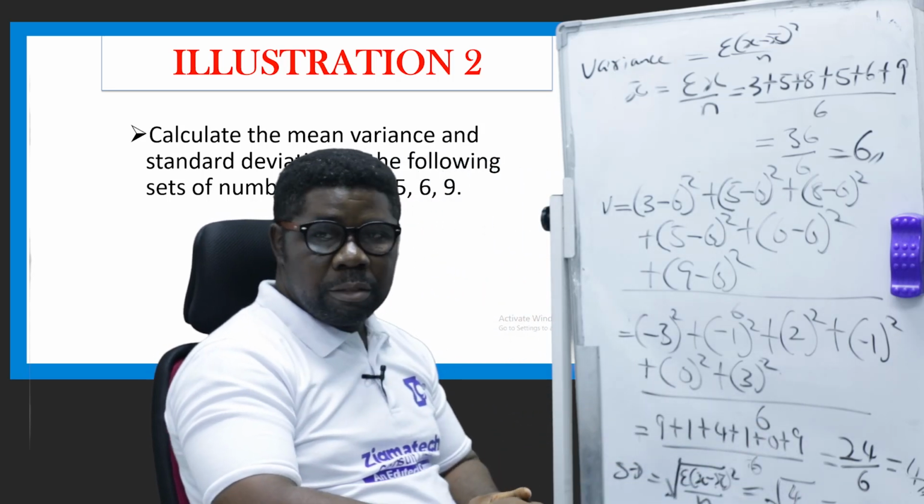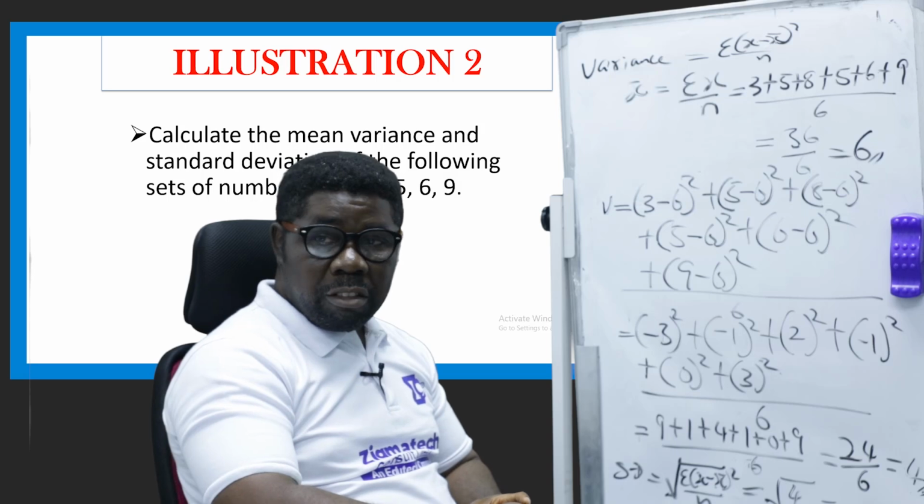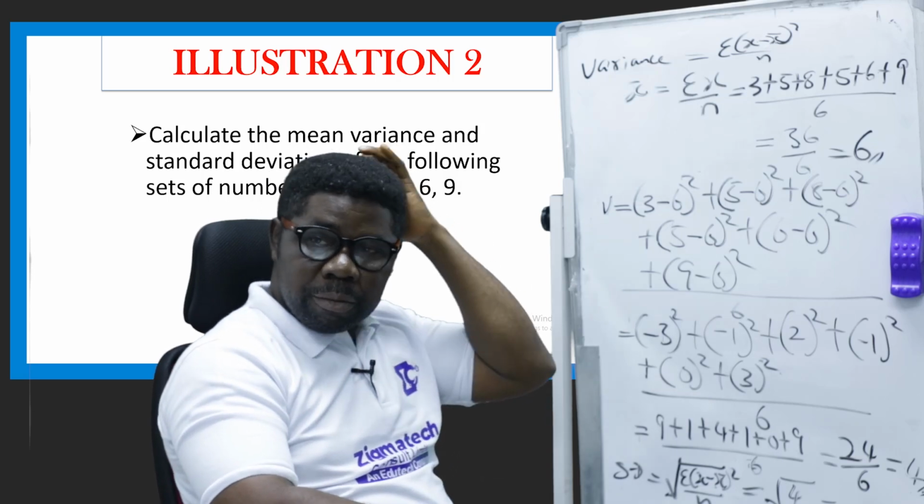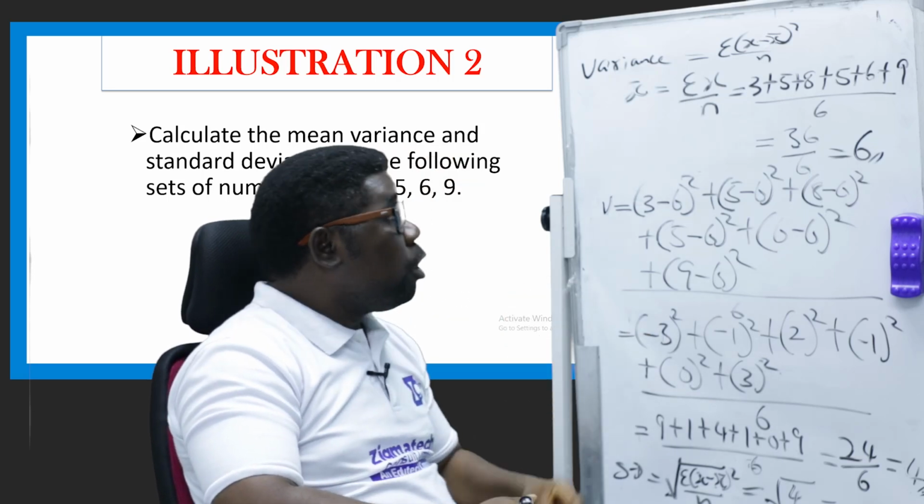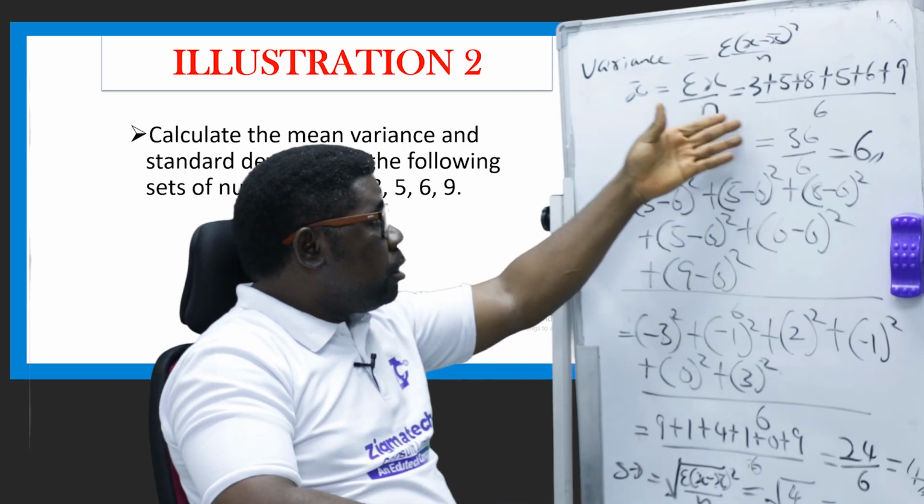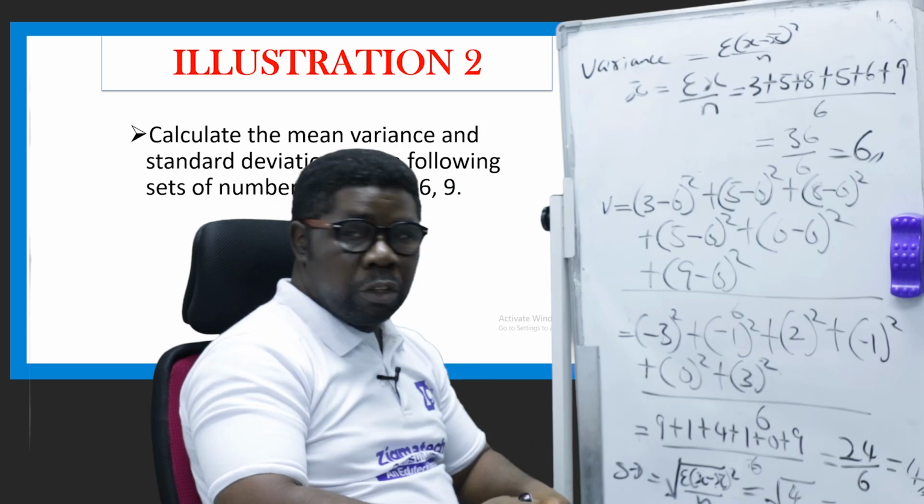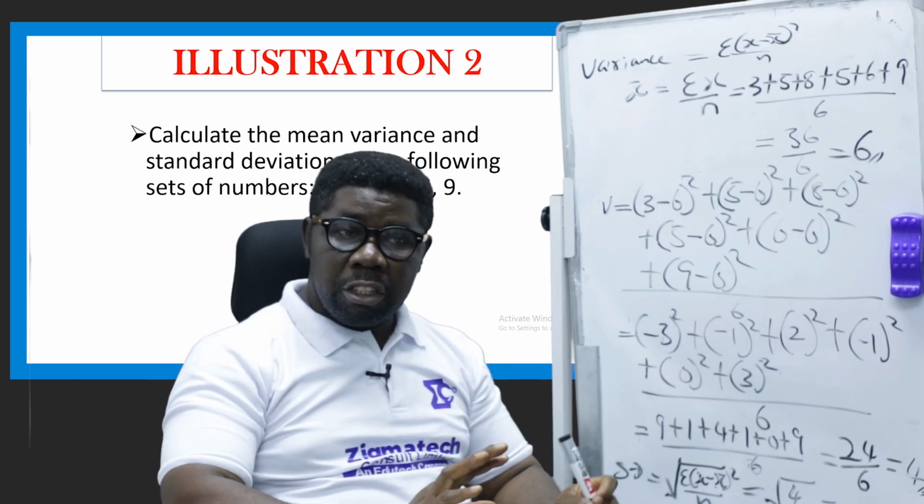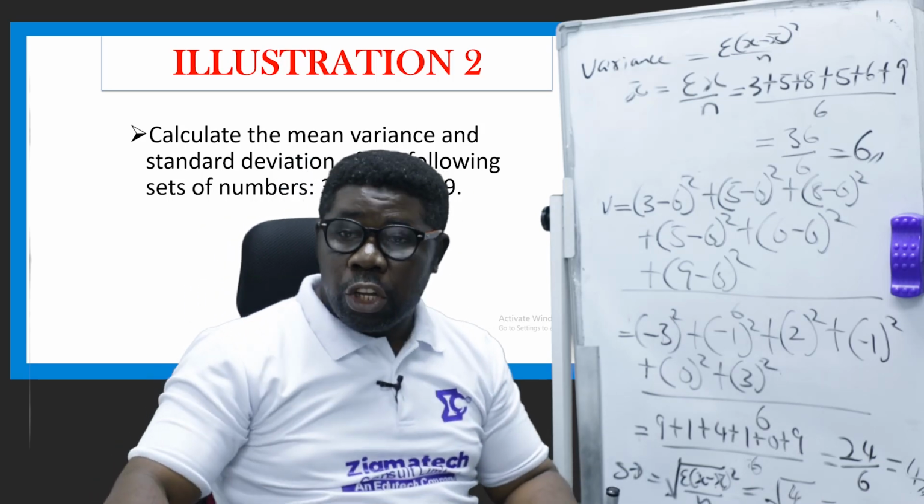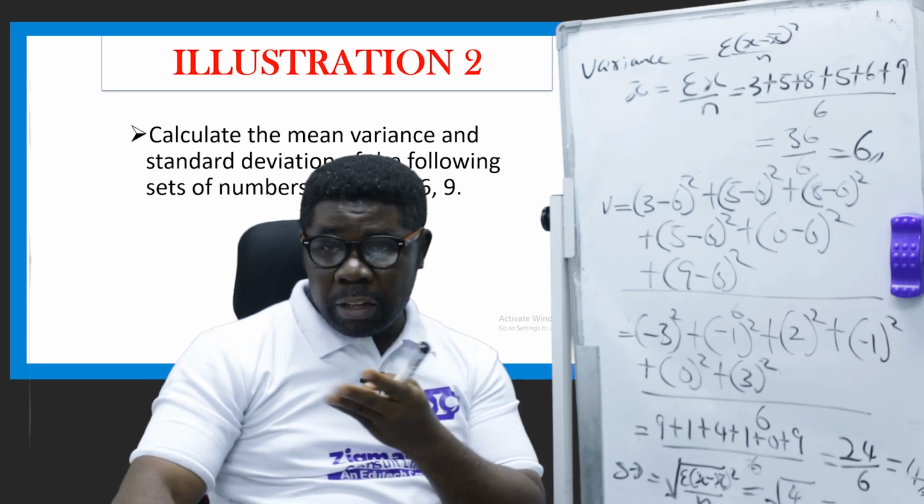As simple as that, okay? As simple as that. So we have solved for mean, variance, and standard deviation. That's how it is done, as simple as that. So please practice. You can write other figures aside these ones.